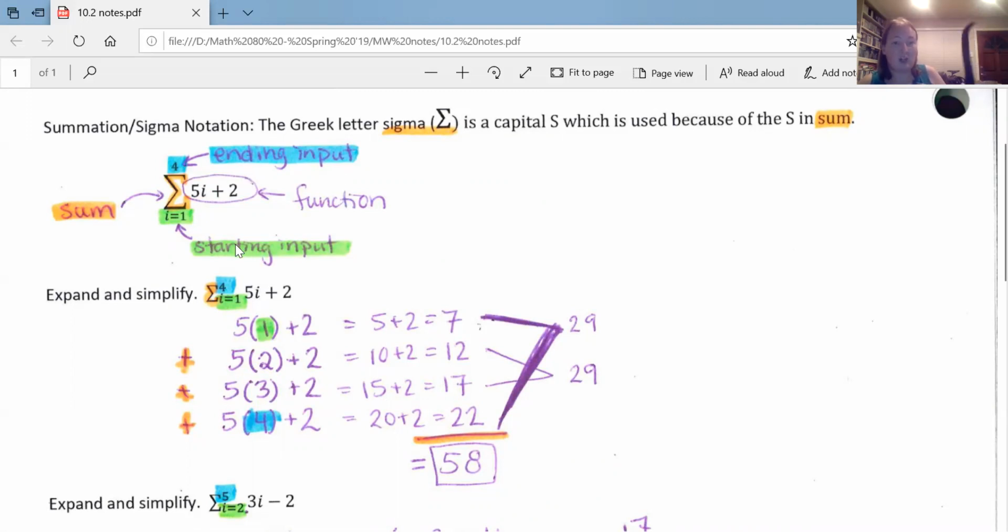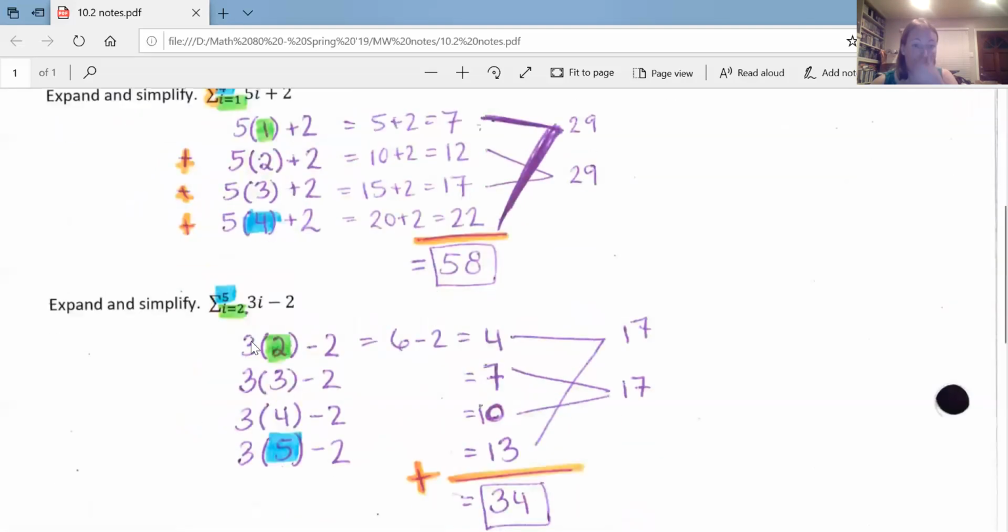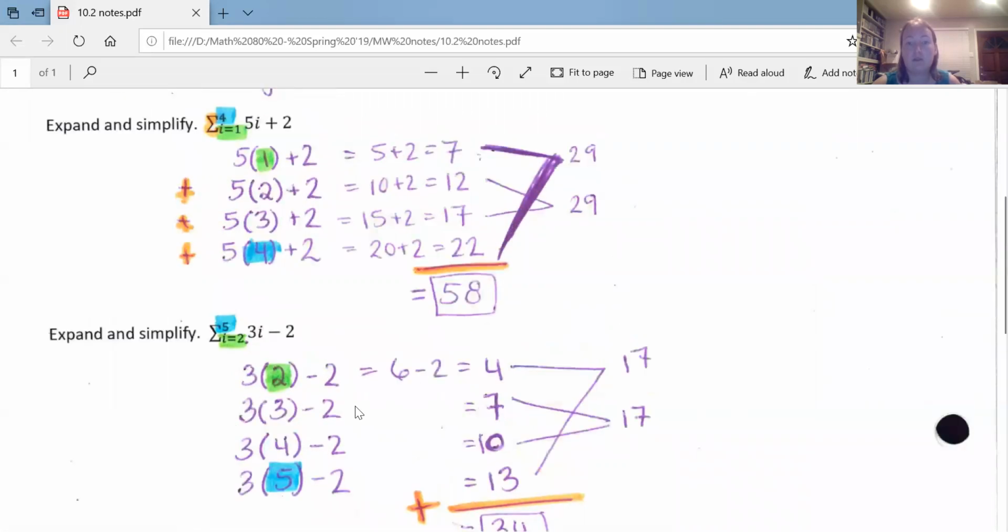So it's about starting input and ending input. Sometimes people mistake it for the number of terms you're going to go to. It sometimes matches up with that. In this case, it does, because 1 to 4 is 4 terms, but it's really about the input being 1, 2, 3, and 4. Here it would be 2 to 5 as the input. So again, not 5 terms, the input being 5 as the last input. You actually see here 4 terms.